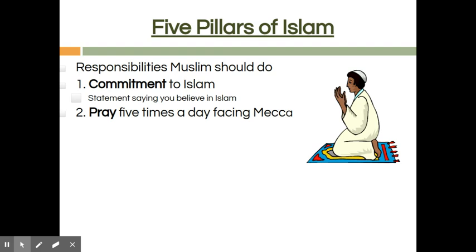Mecca becomes the center point of Islam, and that's the reason why it is the key point where Muslims face when they pray. And as you can see by the illustration, there's a prayer rug. If you see me in person, there is a red prayer rug on the wall by my desk. If you look at it next time you're in class, you will actually recognize some of the buildings at the top of it.